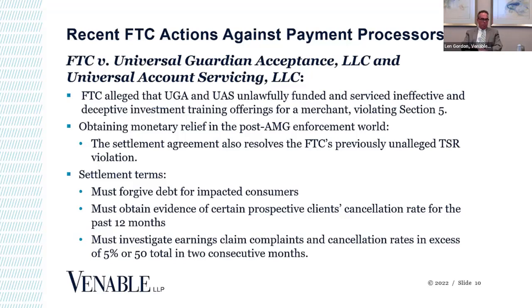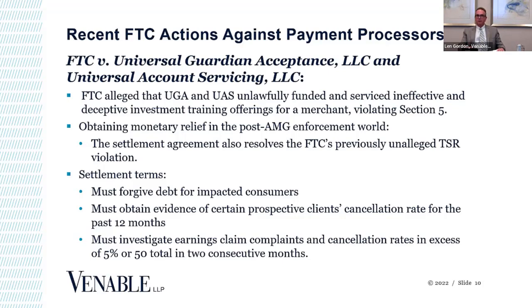One, you may have wondered why the FTC didn't bring a claim under the TSR and Section 19, since there was a TSR claim in the administrative complaint. It's because the conduct was so darn old. A lot of the underlying conduct here had happened in like 2013, 2014, and Section 19 has a 3-year statute of limitations. Also, with regard to monitoring ISOs, that's a recurring theme you're going to see.